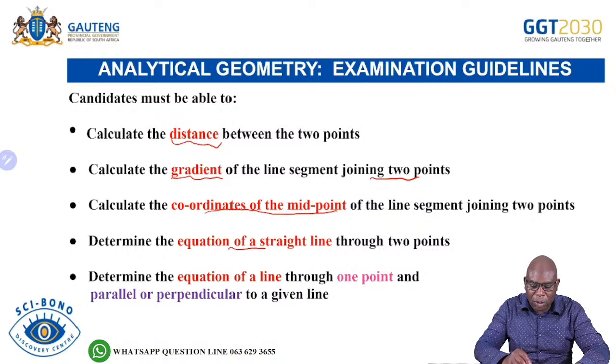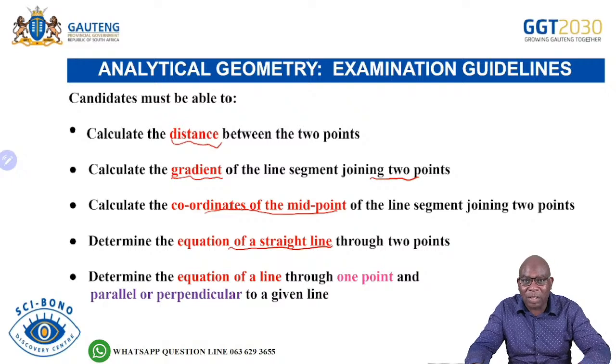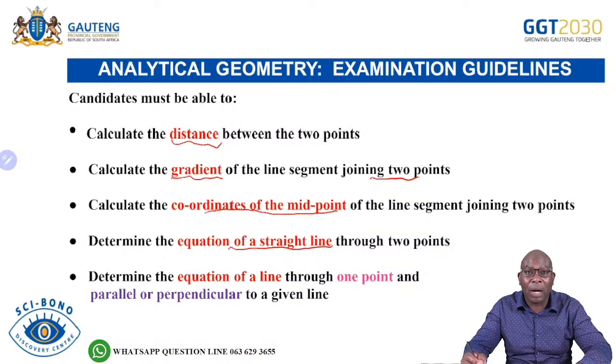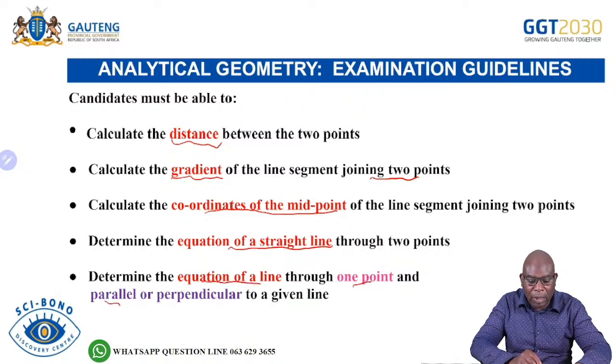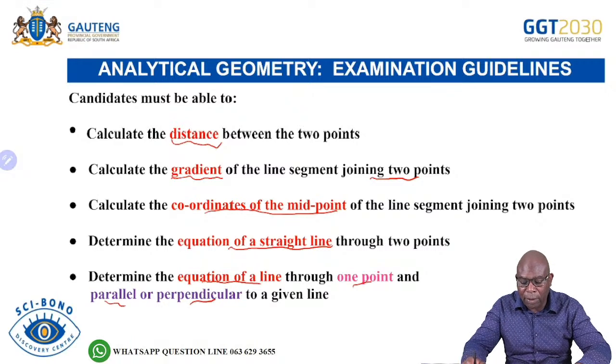The next one is the equation of the straight line, of which most of the time they base this question on the tangent of a circle, where they ask you how to find the equation of the tangent. A tangent is a straight line, so you must understand how to find the equation of the straight line. The other one is the equation of the line through one point, where the line is parallel or perpendicular to a given line. These are some of the questions that are asked in the topic.